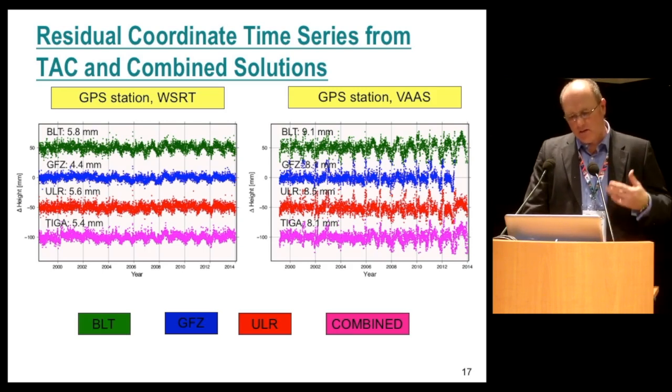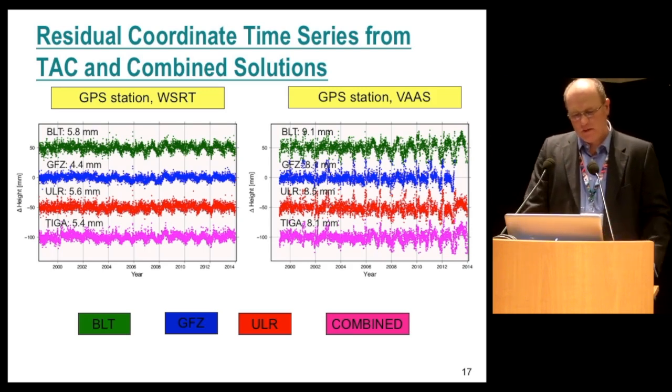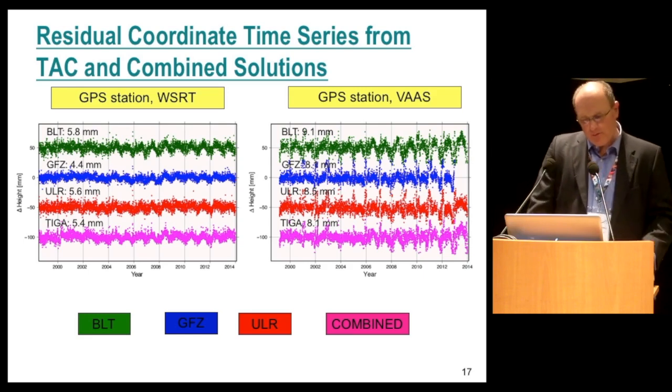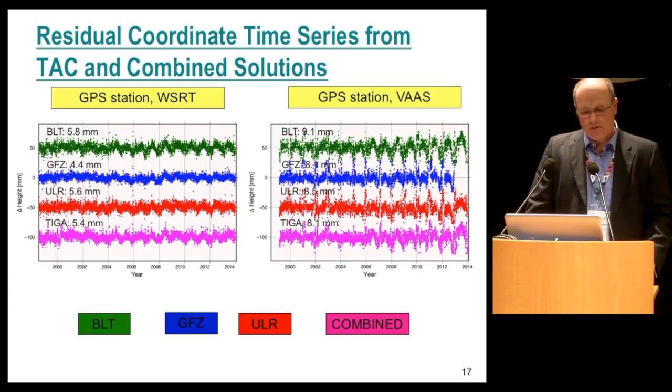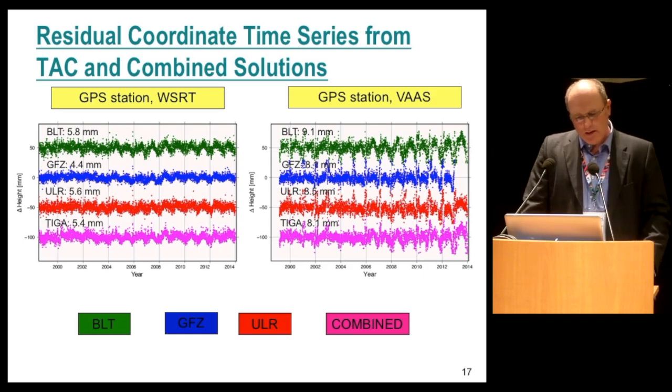We also gain an idea of the quality of the individual solutions. So this is the case here. We see that as well. We might see from these figures that the GFZ solution might have been the one with the least noise initially, and the BLT solution maybe the largest noise from those 3 solutions.